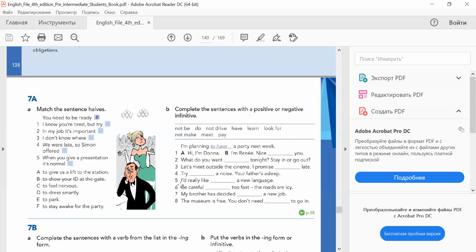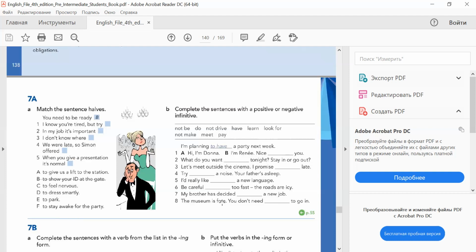5. I'd like to learn a new language. 6. Be careful not to drive too fast. The roads are icy. 7. My brother has decided to look for a new job.